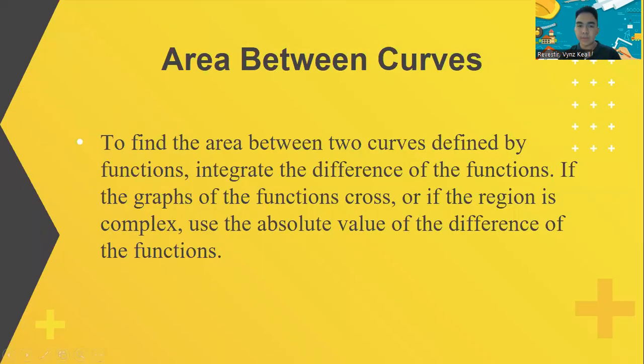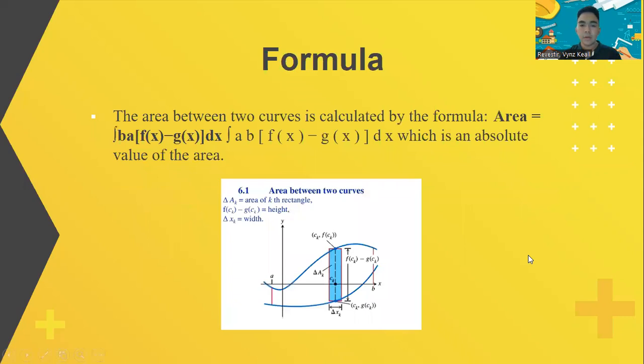Next, the area between curves. To find the area between two curves defined by functions, integrate the difference of the functions. If the graphs of the functions cross, or if the region is complex, use the absolute value of the difference of the functions. So the formula for the area between two curves is: area equals the integral of f(x) minus g(x) with the limits of a to b dx, which is an absolute value of the area.